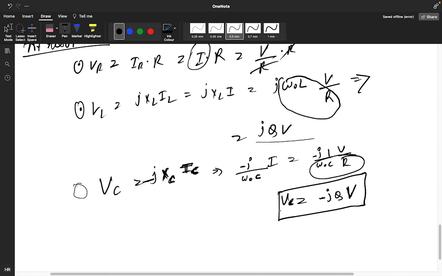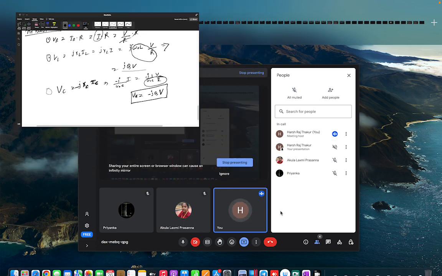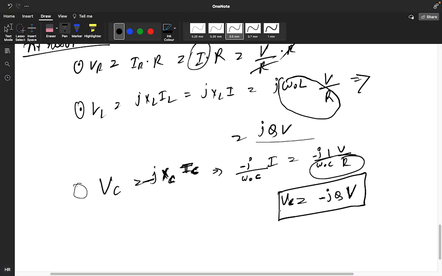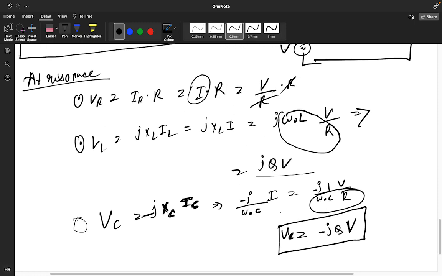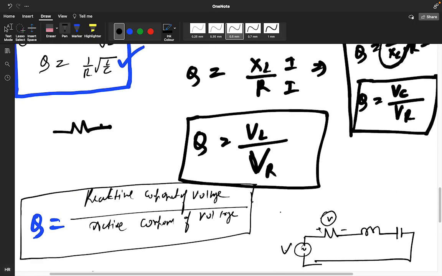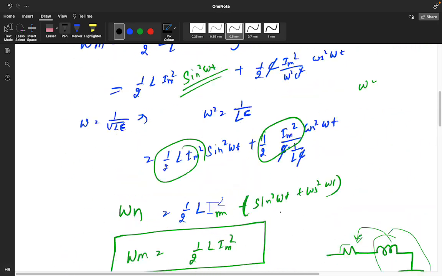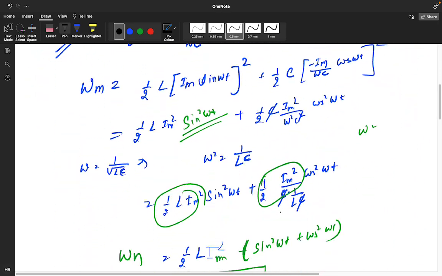Now is this clear to everyone? Prasanna, is this clear? Priyanka, is this clear? Yes, sir. So see, it's not a very big deal. What we are doing, just remember the things, very small things you have to remember.